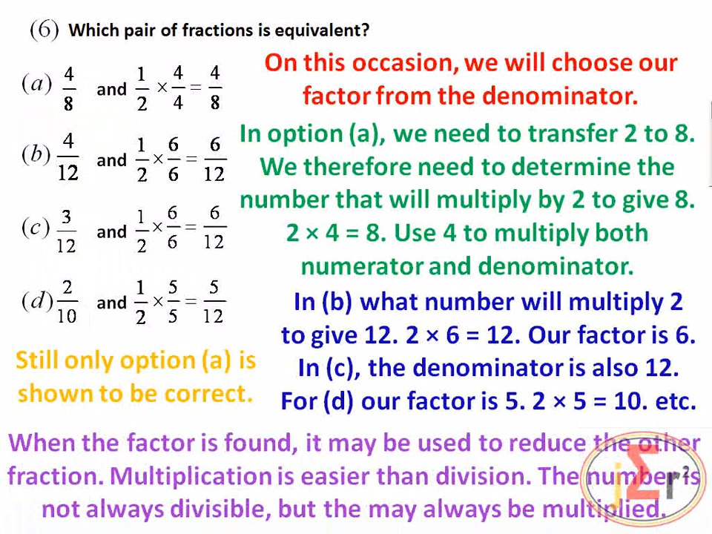When the factor is found, it may be used to reduce the other fraction. Multiplication is easier than division. The number is not always divisible, but we may always multiply. So when a factor is found, it may be used to reduce. That means we divide both numerator and denominator by that factor. Or we may multiply.